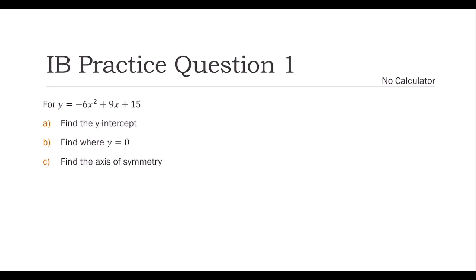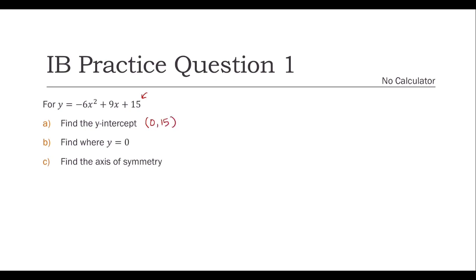So now we have our first IB practice question, which is no calculator. It says for y equals negative 6x squared plus 9x plus 15, A, find the y-intercept. So this is in general form. If x is 0, our y is going to be 15. So our y-intercept is 0, 15.